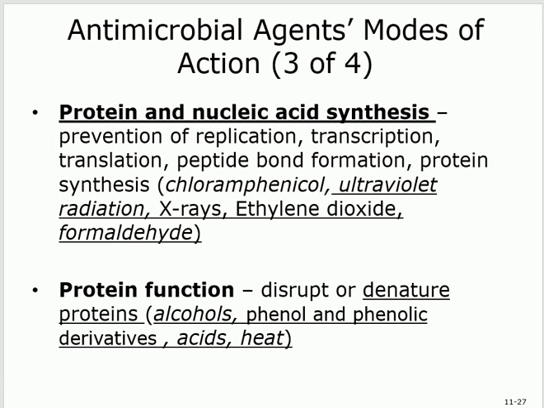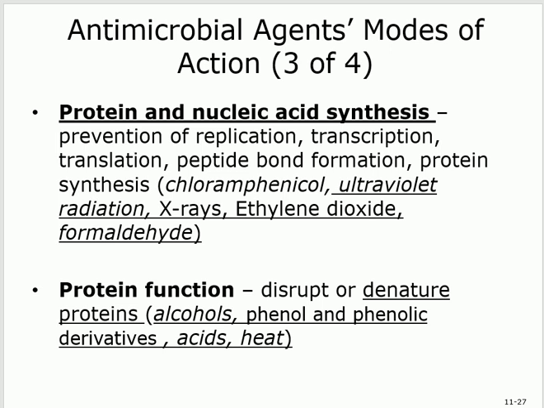How about protein function, like denaturing proteins? Which ones work on those? Alcohol, phenol, phenolic derivatives, acids, and heat. Did we say phenol and phenolic derivatives before? On what? On the membrane. So does it work on the membrane or the protein? Both of them. Both of them.